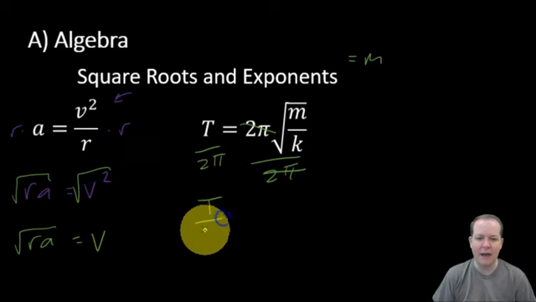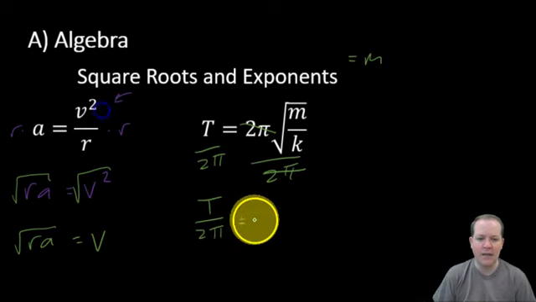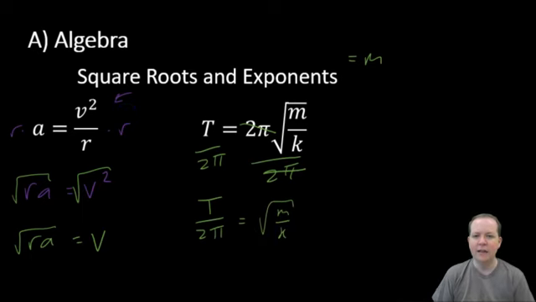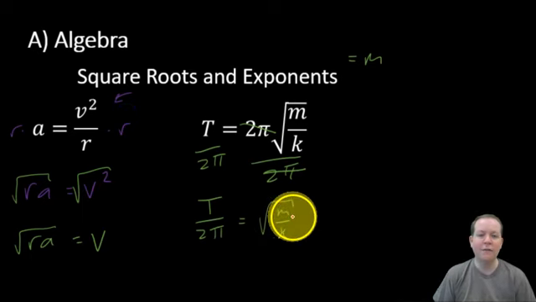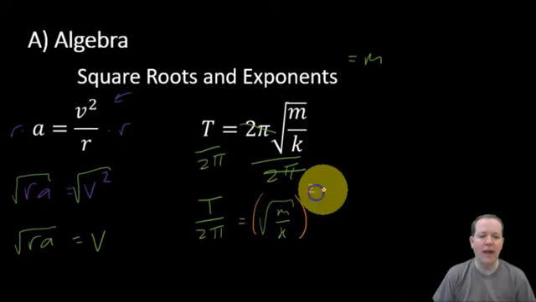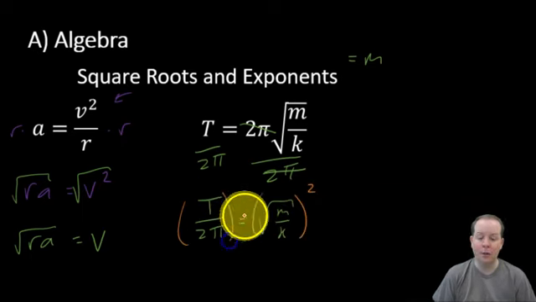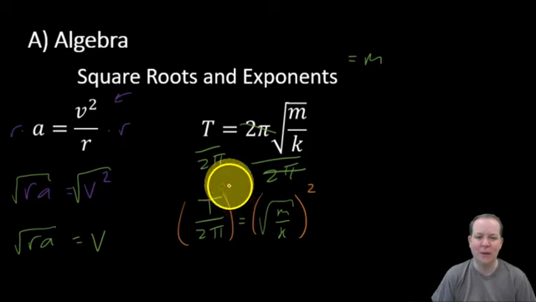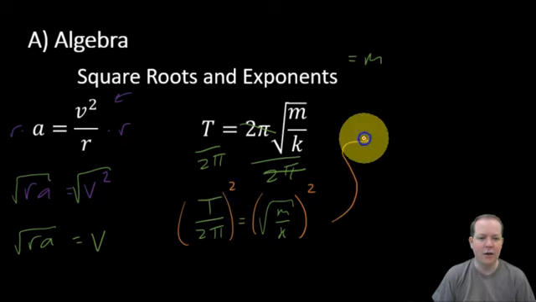So t divided by 2 pi equals the square root of m over k. Well, okay. Now, how do I get rid of this square root? Well, I square it. The way I undo a root is to raise it to that power. And if I square the right side, I have to square the left side. So I'm going to come on over here.